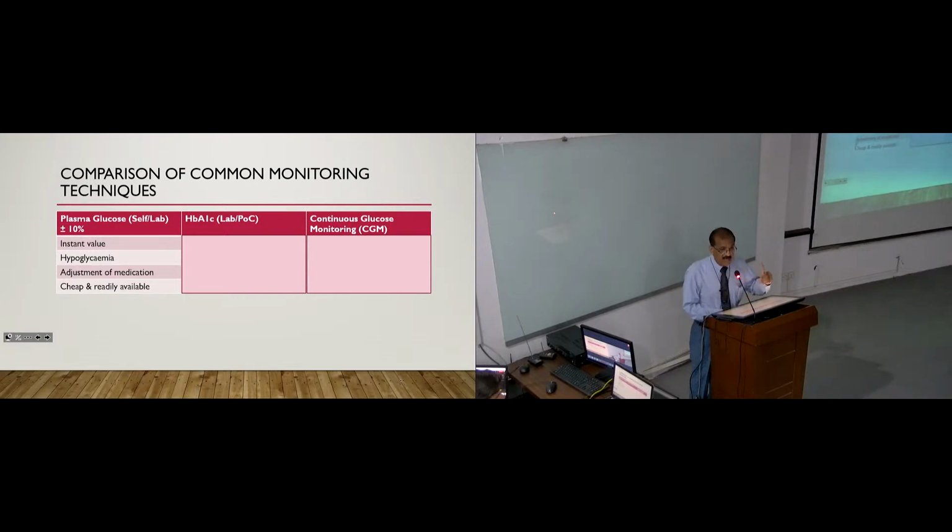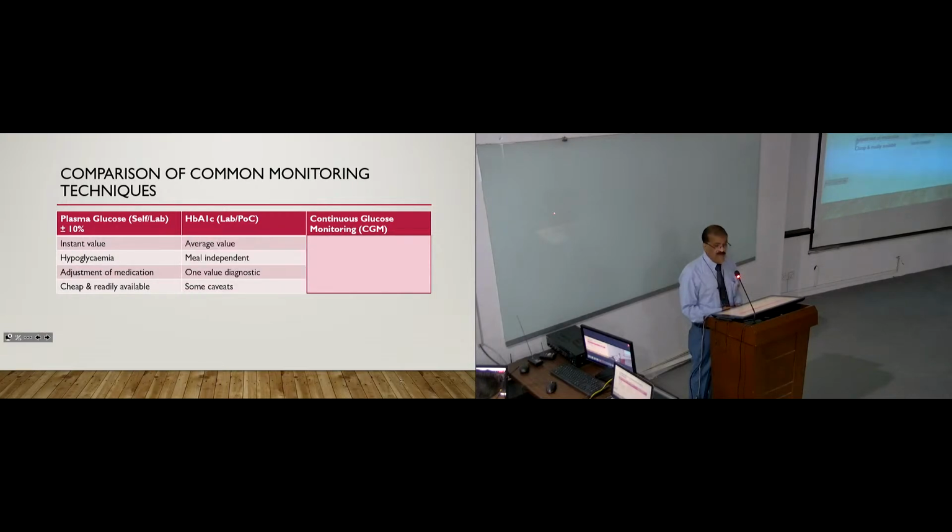Then adjustment of medication. Somebody has normal sugar in the morning, but high in the afternoon or high at night. It tells you which dose, which medicine, which pill is to be increased. And it is cheap and readily available. So this is the strength of plasma glucose.